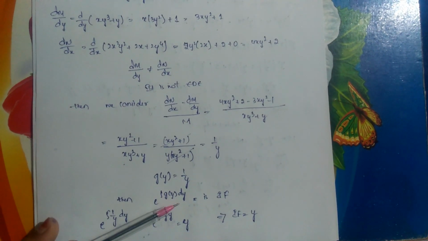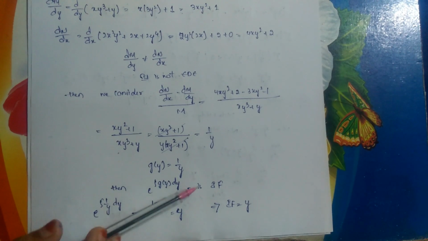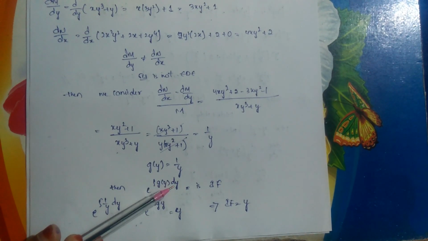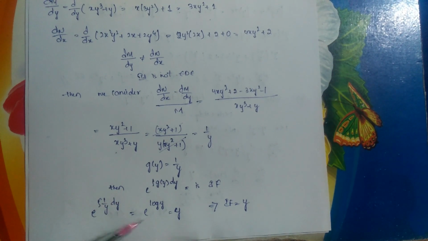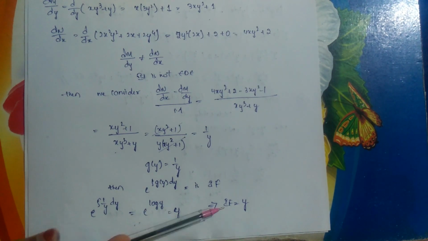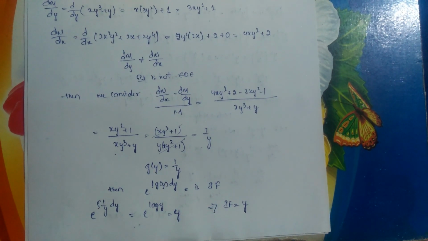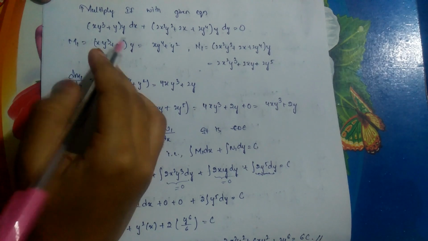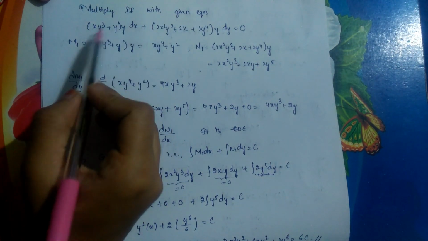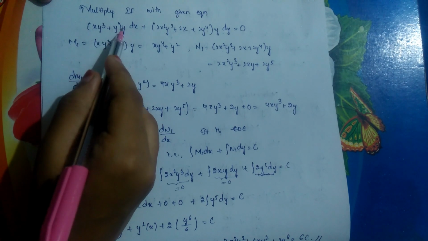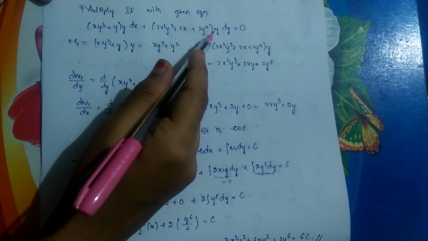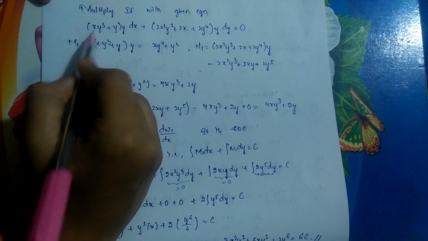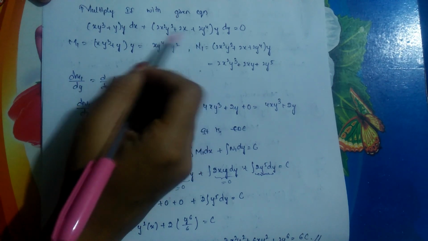Now we find out the integrating factor. The integrating factor is e power integral g of y dy. So e power integral of 1 by y dy equals e power log y, that equals y. So the integrating factor is y. Now multiply the integrating factor to the given equation. So (x y cube plus y) into y dx plus (2x square y square plus 2x plus 2y power 4) into y dy equals 0. So this is a function M1 and this is a function N1.